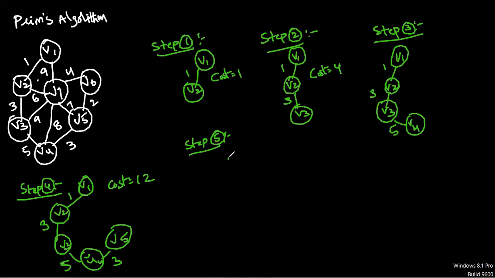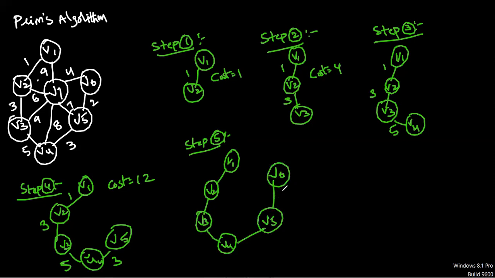Construct now V1 to V2, V2 to V3, V3 to V4, V4 to V5, V5 to V6. Now take the cost of the edges: 1, 3, 5, 3 and 2. And now we have to take another minimum cost edge for the vertex V6. There is only one vertex, that is V7. Construct now V6 to V7.